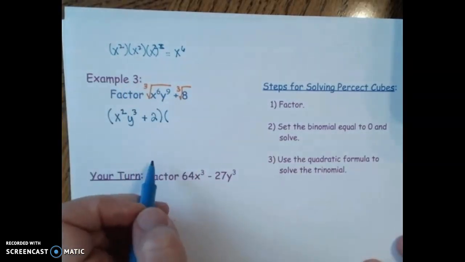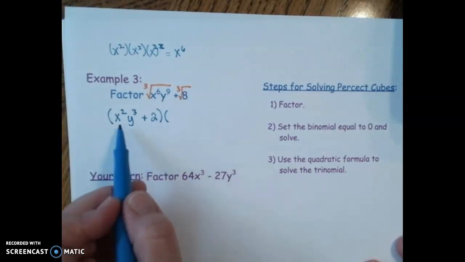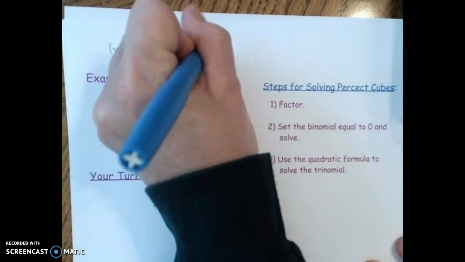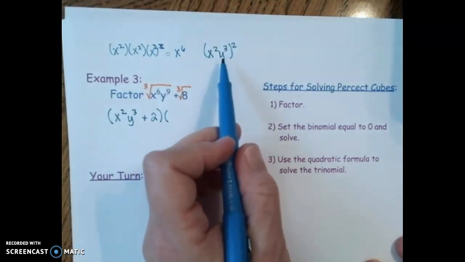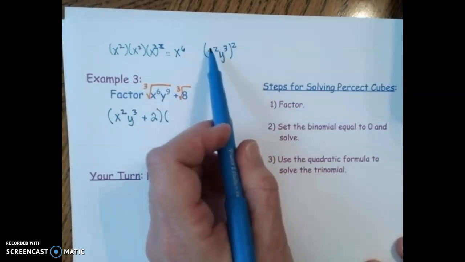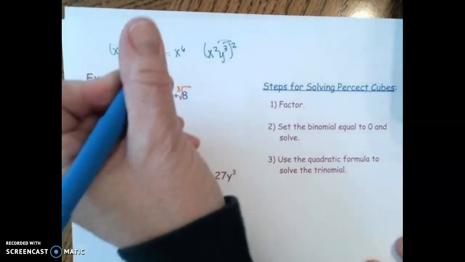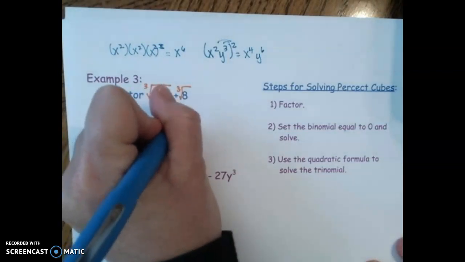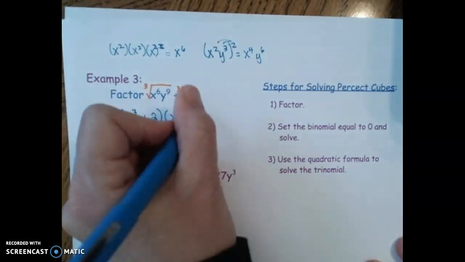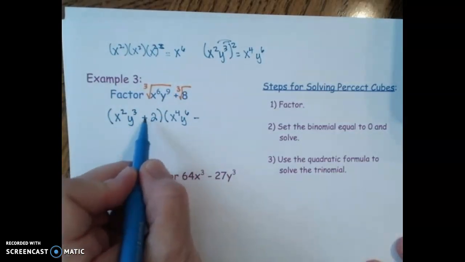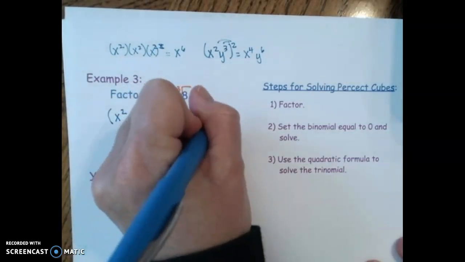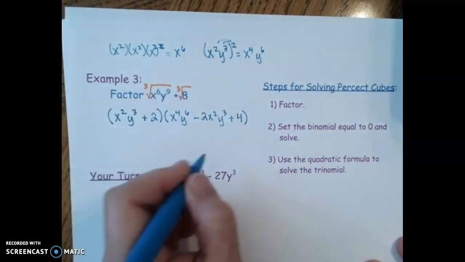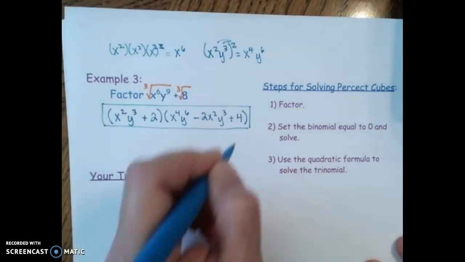So there's our binomial. So remember, to create your trinomial, we need to square this first term. So let's just bring that up here. And we're going to square it. So there's a difference now. This is power to power rule, so you need to multiply exponents. So this is going to equal x to the 4th, y to the 6th. Opposite sign. Now we need the product of these two, so that's going to give me 2x squared y to the 3rd. Always a plus, square your last term. So there's the factored form of example 3.